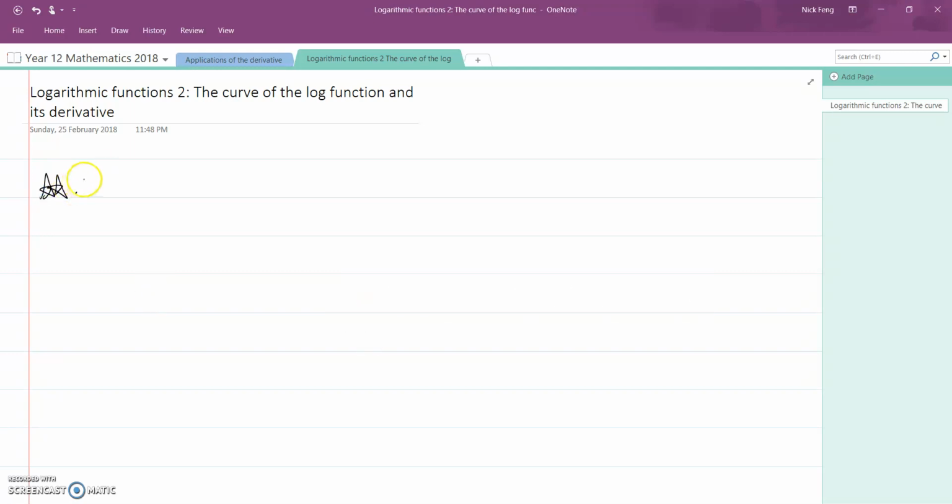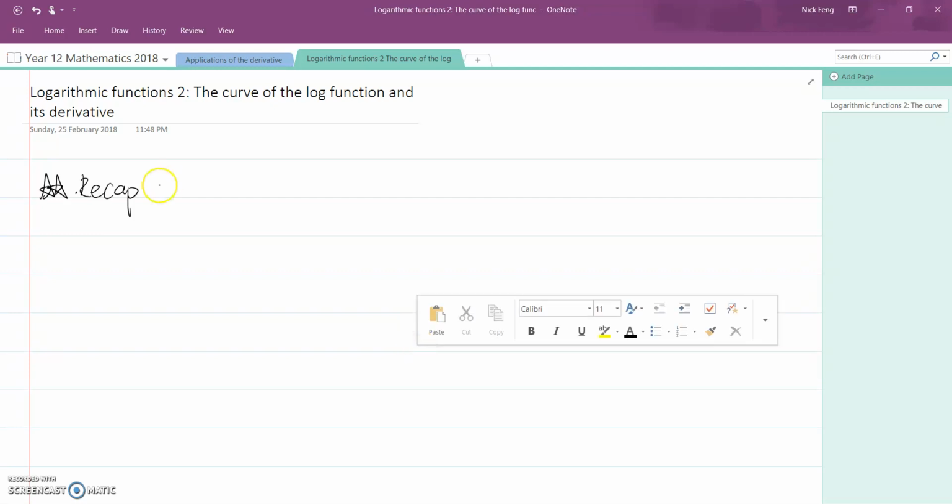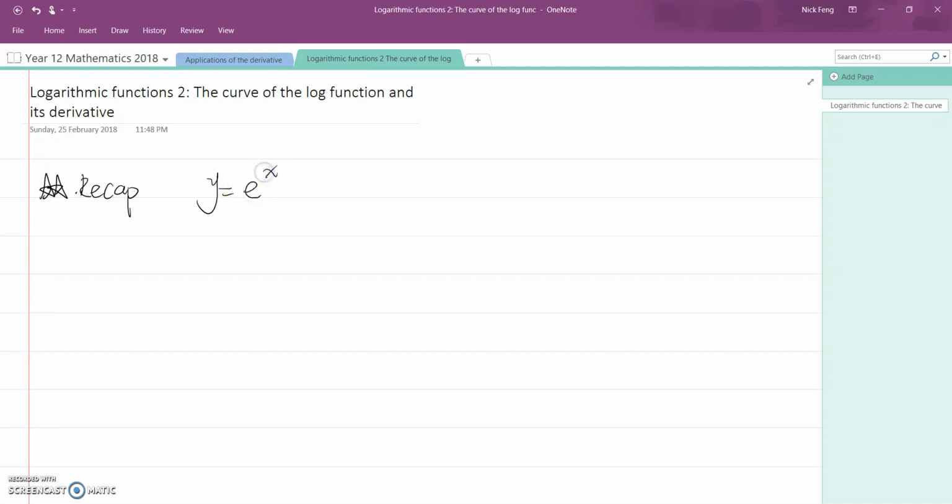So here is the very important recap, in case you didn't quite listen to Miss Davis before. The first thing is, how do we actually define the log function? We started with the exponential function. For example, if y equals e to the power of x, then it's equivalent to saying log base e of y equals x. In other words, you are making the original index your subject.